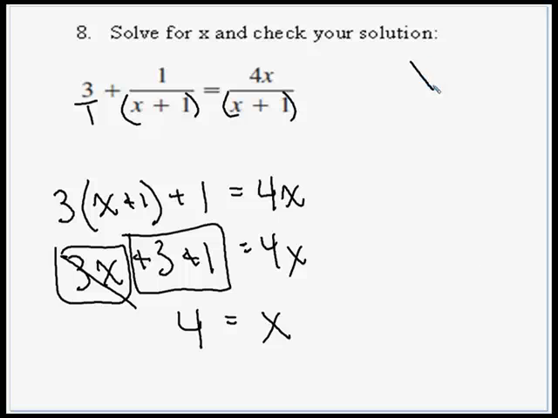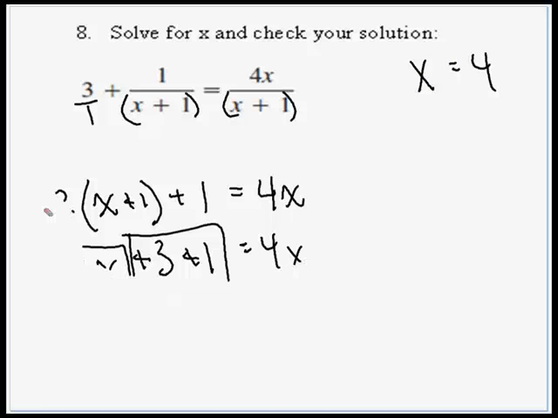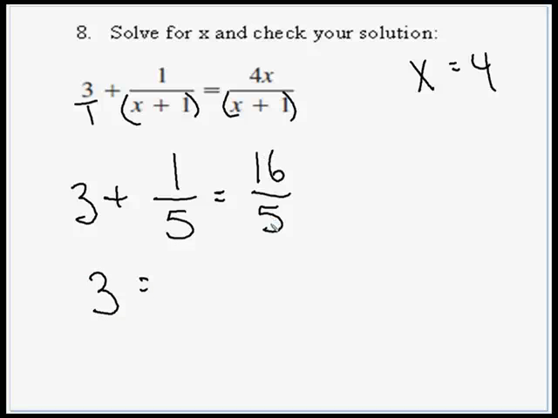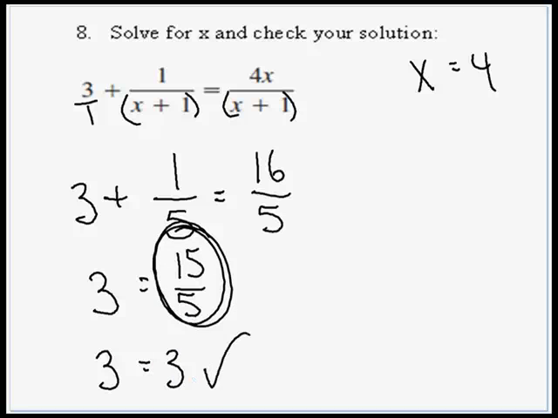And let's check that solution. X equals 4. So here, we're going to have 3 plus 1 over 4 plus 1 is 5. 3 plus a fifth equals 4 times x is 16 over 4 plus 1 is 5. So are these equal? Let's see, an easy way to do this might be to subtract 1/5 from each side. 16 fifths minus 1/5 is 15 fifths. And what is 15 divided by 5? That's equal to 3. 3 is equal to 3. The answer checks out.